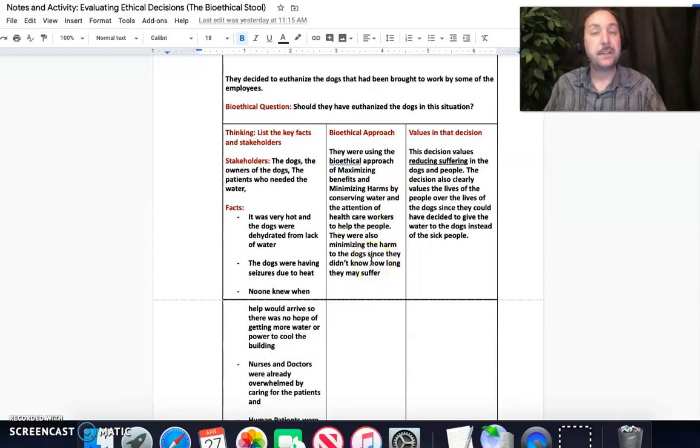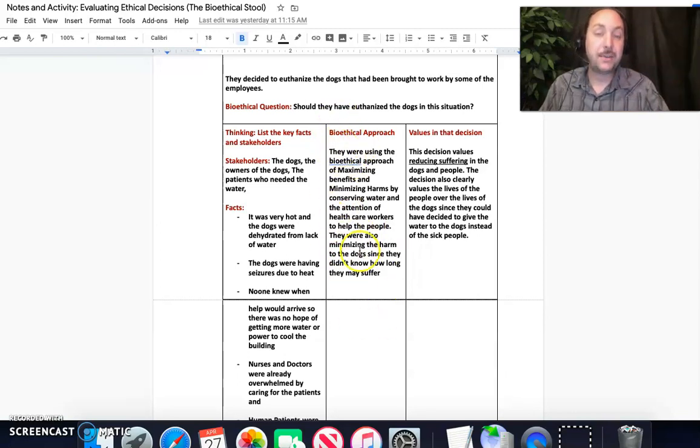Second, what's the bioethical approach? Go back to the work from week 2. In that week, we learned about the major bioethical approaches. In this case, I think the major bioethical approach they use is maximizing benefits, minimizing harms. And I want you to use the language from bioethics. So you need to go back to those notes if you don't remember all of those approaches, right?